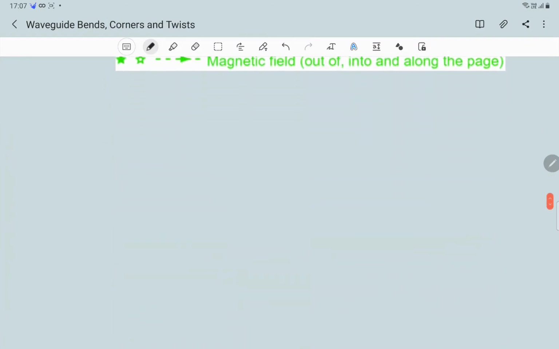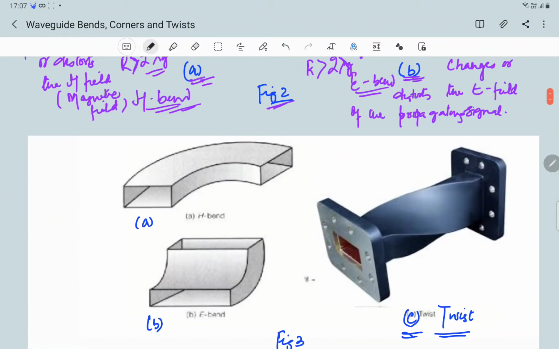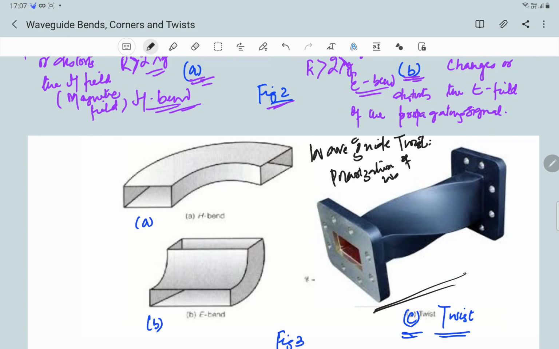Now the last thing that we'll discuss is waveguide twisters. These are used for changing the polarization of the wave propagating through the waveguide. A waveguide twist is essentially a section of a waveguide in which there is a progressive rotation along the longitudinal axis. This is the longitudinal axis, and as we can see, there is a progressive rotation.